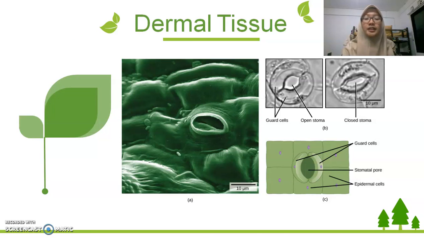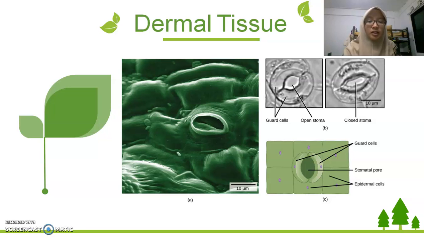Dermal tissue. The dermal tissue of the stem consists primarily of epidermis, a single layer of cells covering and protecting the underlying tissue. Woody plants have a thick, waterproof outer layer of cork cells commonly known as bark, which further protects the plant from damage. Epidermal cells are the most numerous and least differentiated of the cells in the epidermis.